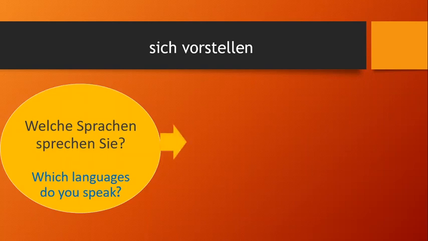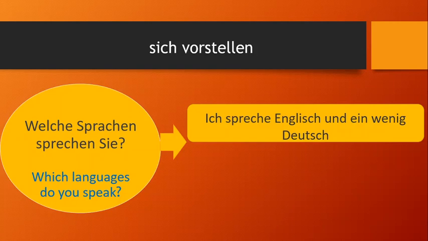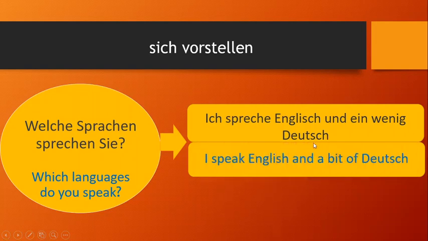Okay, ich spreche. How will you answer? Ich spreche Englisch und ein wenig Deutsch. So you just have to answer the languages you speak, right? It means I speak English and a bit of Deutsch. If you speak French, Hindi, or any language you speak, you can mention it over here. Spreche is to speak. Ich is I. I speak English und ein wenig Deutsch.